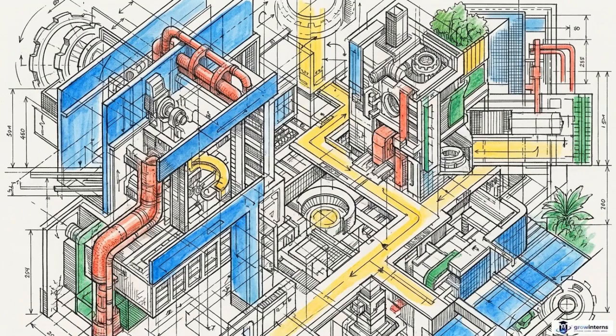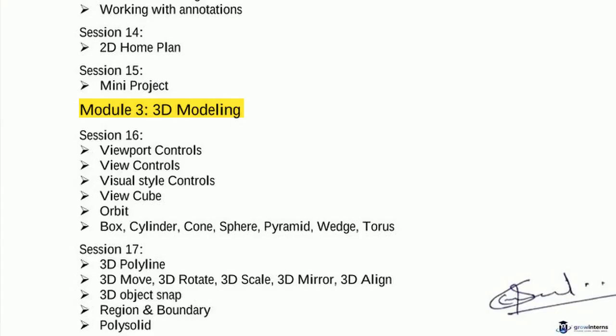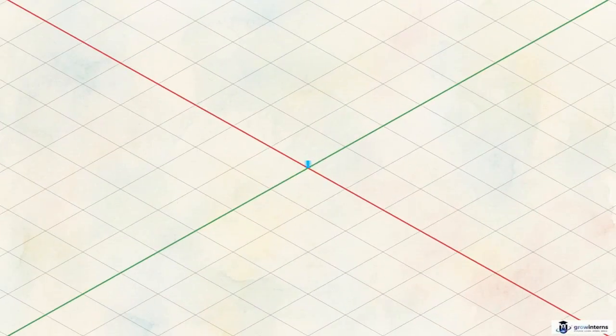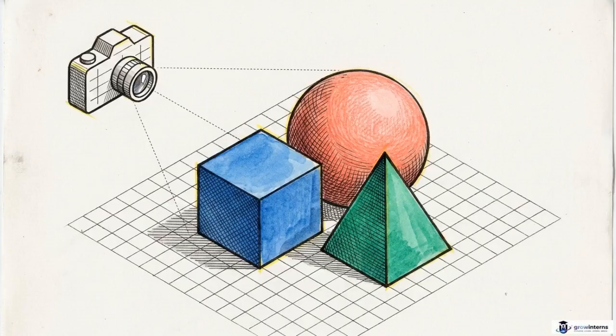Today, we leave the flat 2D drafting plane behind. We are officially entering Module 3, specifically Session 16, where we'll be tackling viewport controls and solid primitives. By the end of this session, you will configure your workspace to reveal the Z-axis, fly a camera around your designs, and build your very first three-dimensional scene.